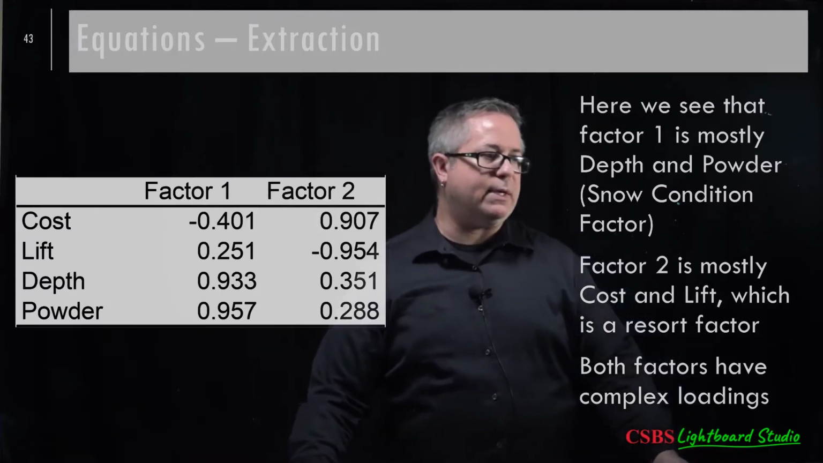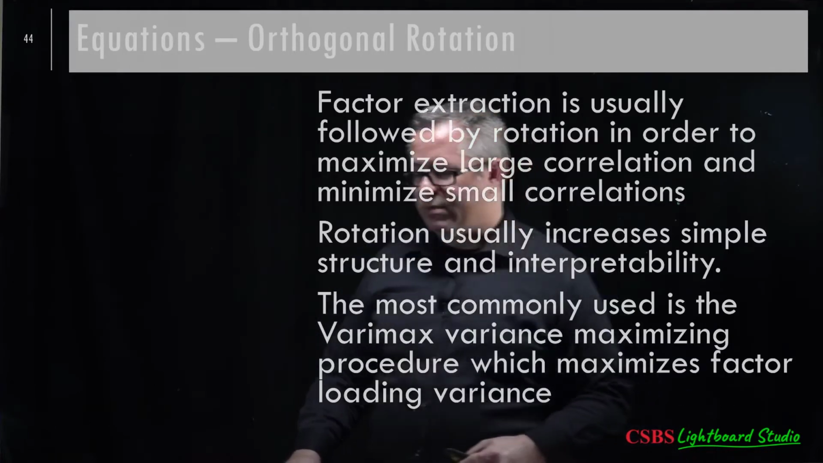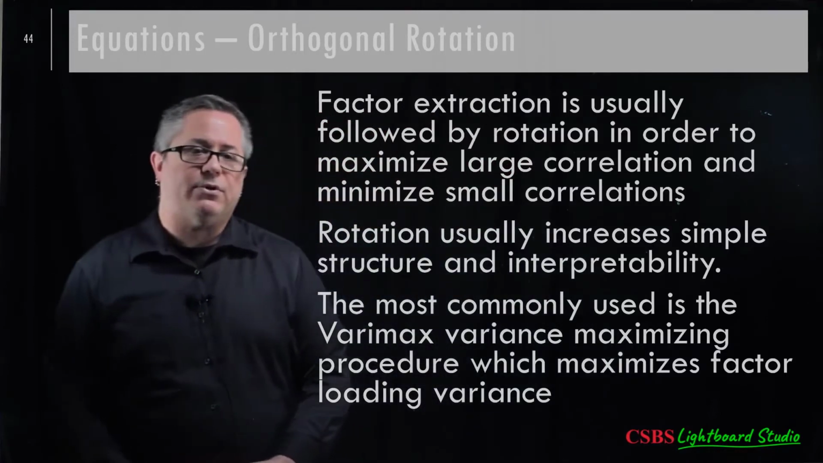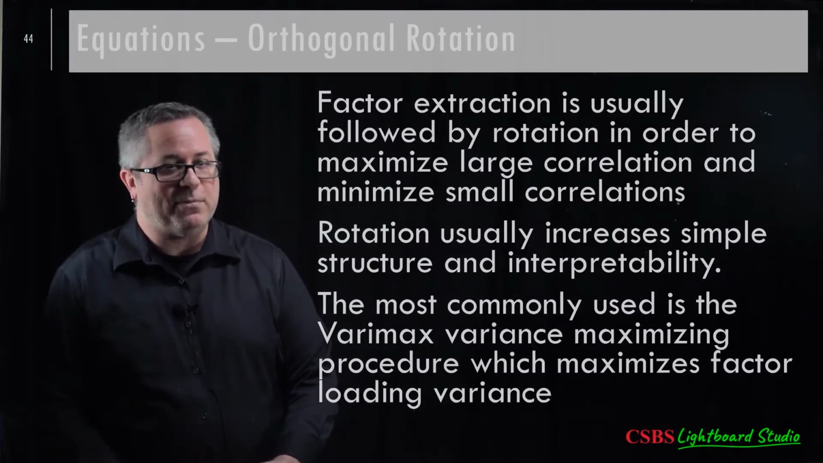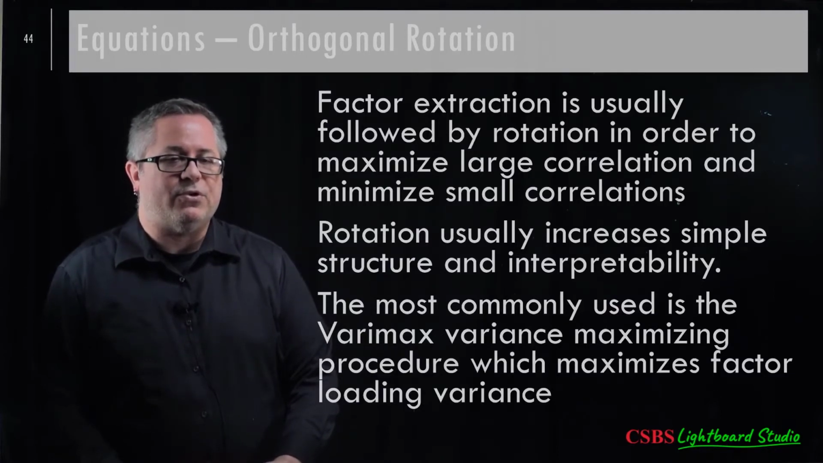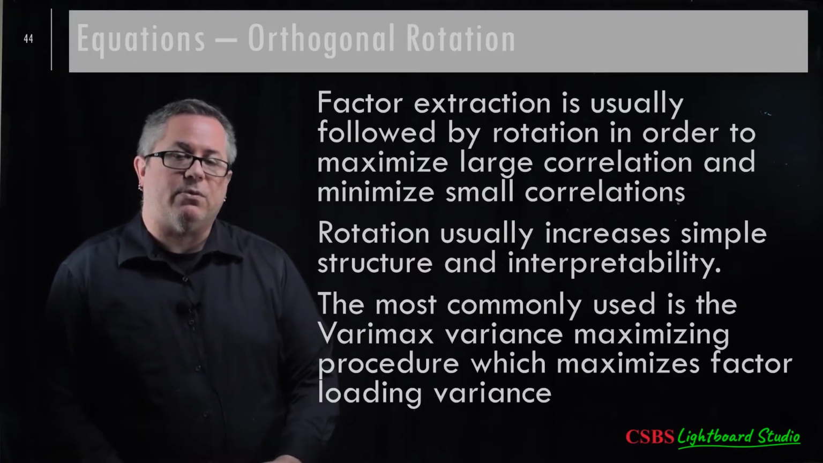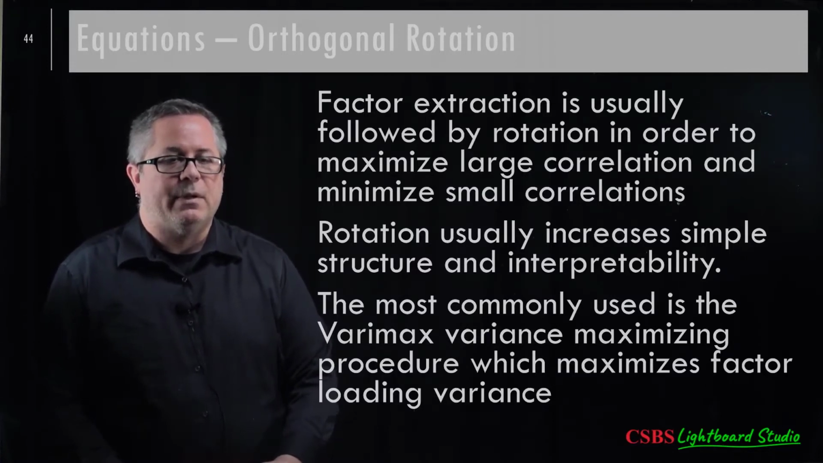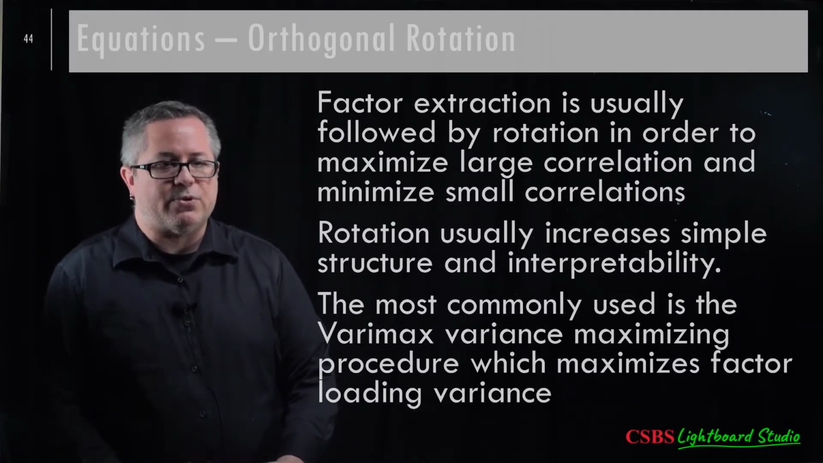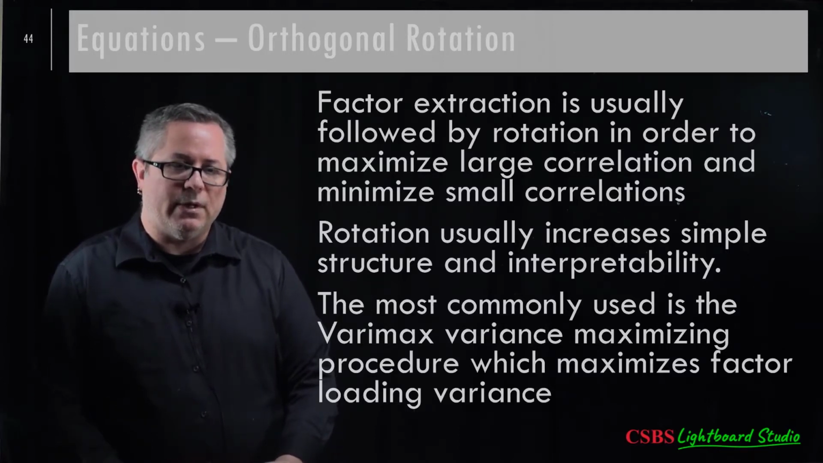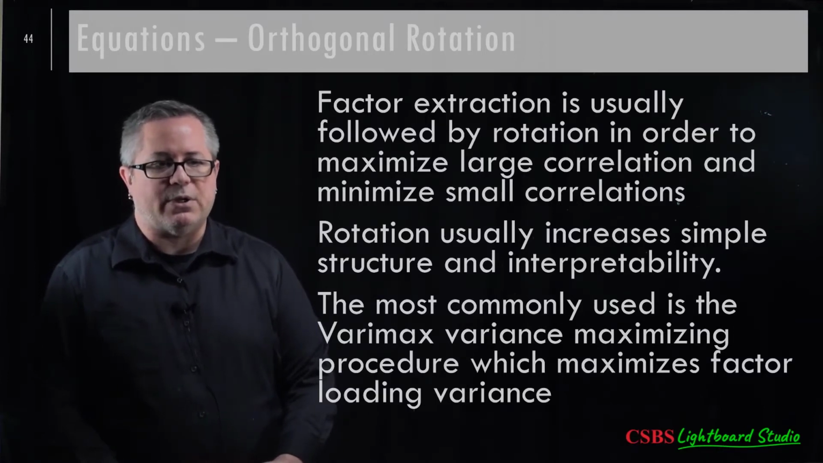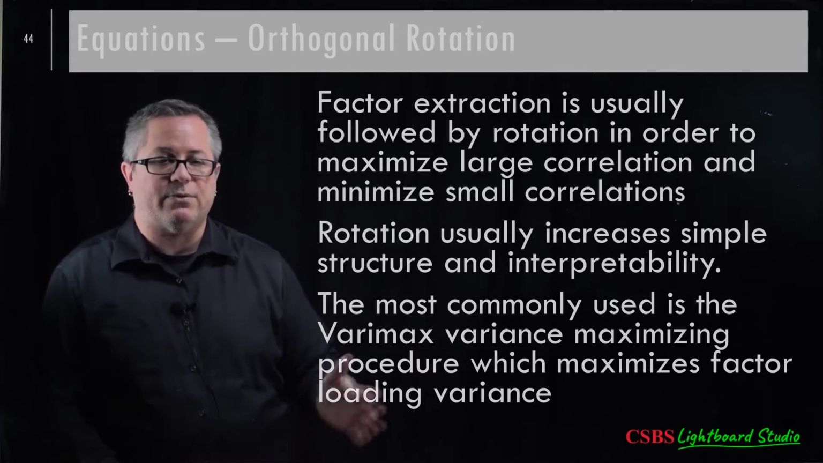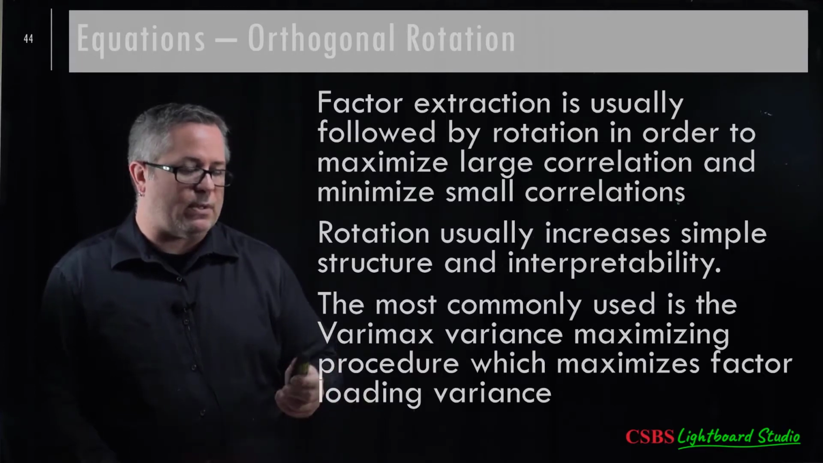So let's try to rotate them and see what happens. Factor extraction is usually followed by rotation, and by usually I mean it's always followed by rotation, most of the time unless you have one factor. The factors are going to be really difficult to interpret without rotating, so we need to do that. Rotations usually increase simple structure and try to increase interpretability. The most common, at least as a first step, is varimax, which is an orthogonal rotation that tries to maximize variance for factors. So we're going to start with that first.